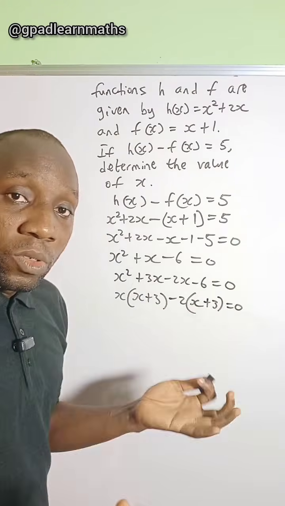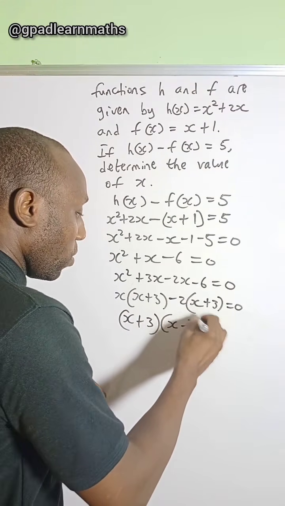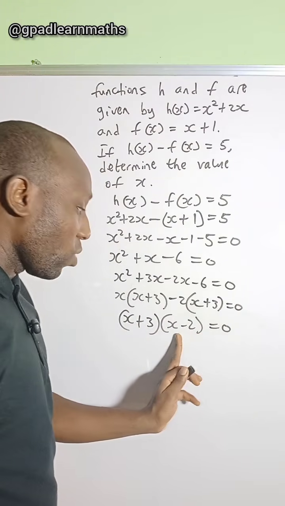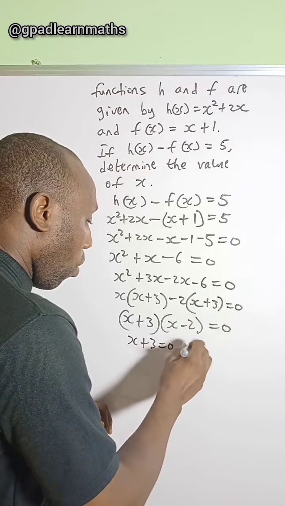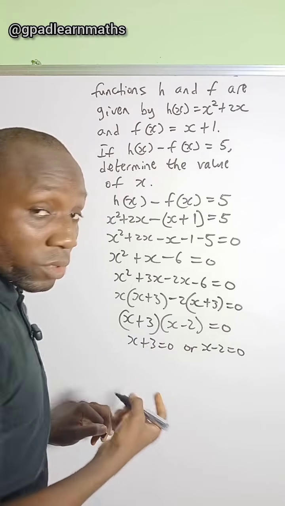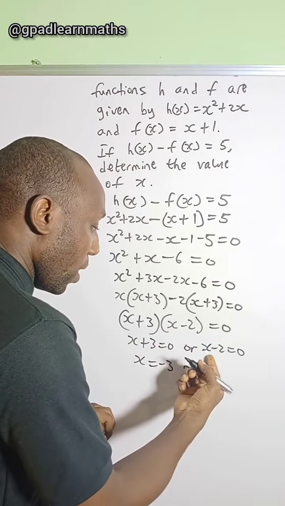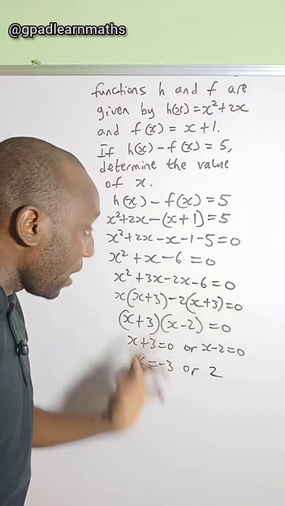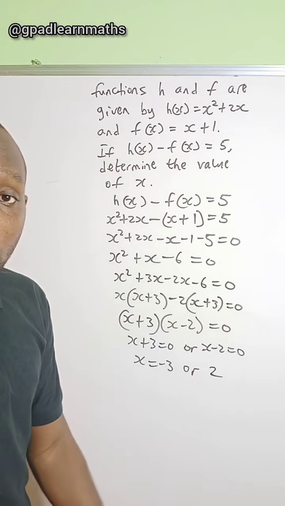Now, this and this are common. So let's factorize again. That will be x plus 3 and then x minus 2 is equal to 0. So it means that x plus 3 is equal to 0 or x minus 2 is equal to 0. Now, if you subtract 3 from both sides, you're going to have minus 3 here. Or if you add 2 to both sides, x will be equal to 2. So the values of x here are negative 3 or 2.